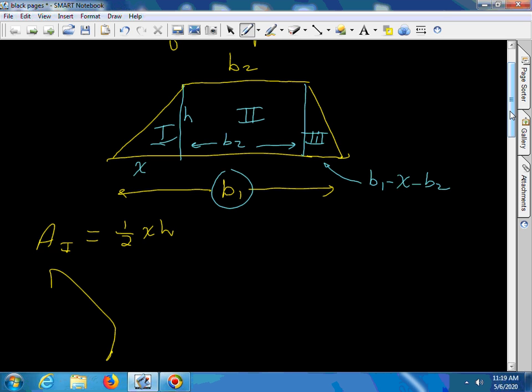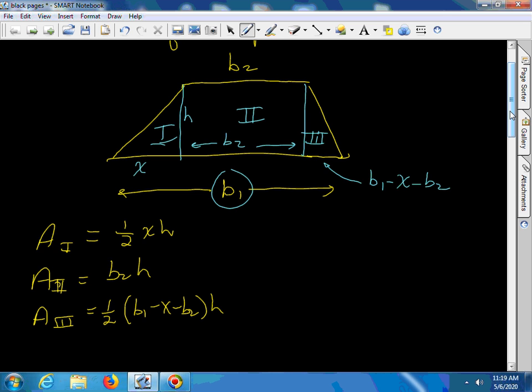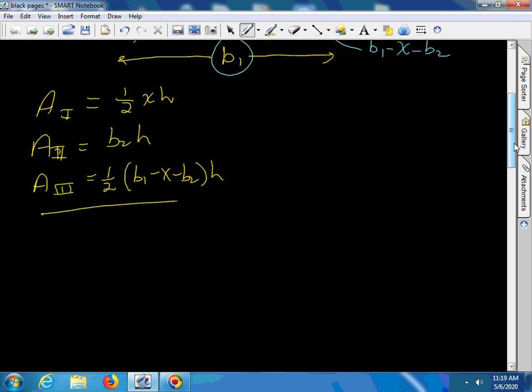And area 2, that's a simple rectangle. Area 2 is going to be base times height. It's going to be B2 times h. And area number 3 is a triangle. So it's going to be 1/2 times the base times the height. And we just want to add these three. When I add them, let's call it area total or area of the trapezoid.